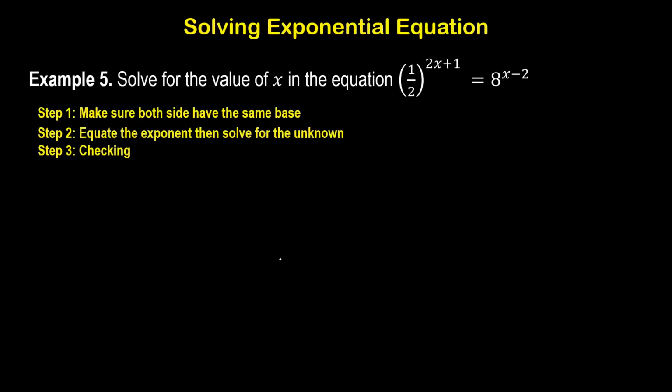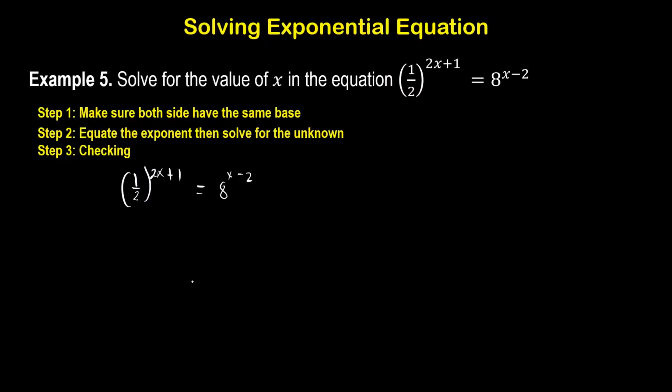Para sa ating fifth and last example, we solve for the value of x in the equation 1/2 raised to 2x plus 1 is equal to 8 raised to x minus 2. So, kung mapapansin natin dito, hindi same yung ating base. Meron tayong fraction dito, at dito naman sa right side is a whole number. Now, to solve this problem, of course, we have the given 1/2 raised to 2x plus 1 is equal to 8 raised to x minus 2.